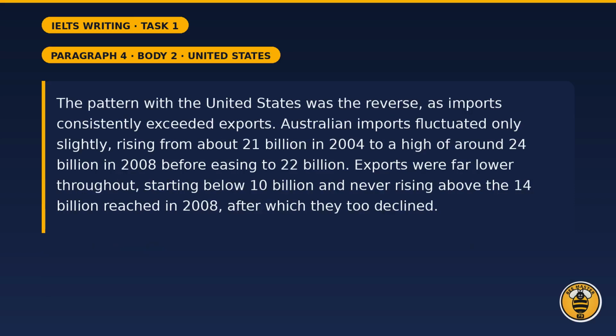Paragraph 4, the United States. The pattern here was the reverse, as imports consistently exceeded exports. Australian imports fluctuated only slightly, rising from about $21 billion in 2004 to a height of around $24 billion in 2008 before easing to $22 billion. Exports were far lower throughout, starting below $10 billion and never rising above the $14 billion reached in 2008, after which they too declined.